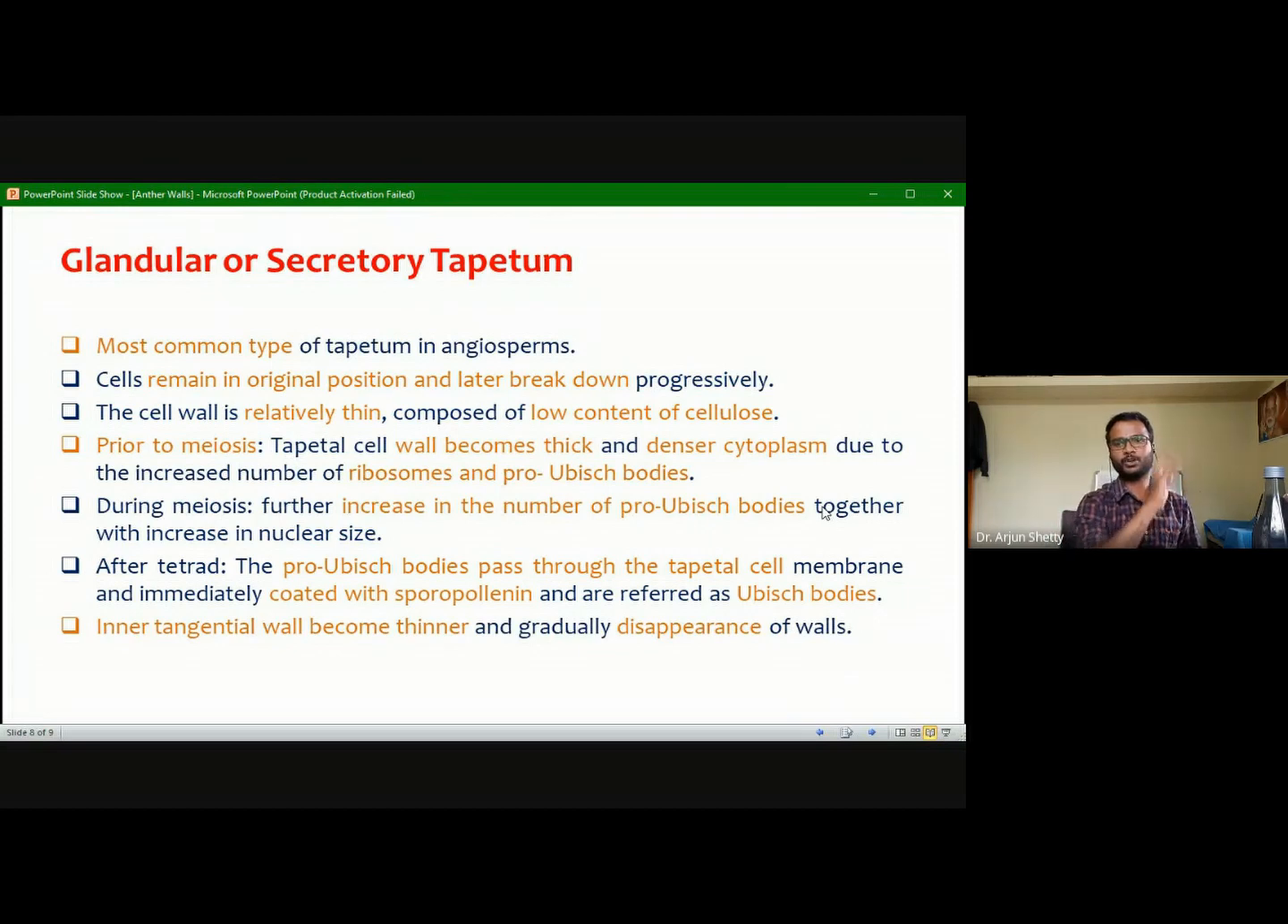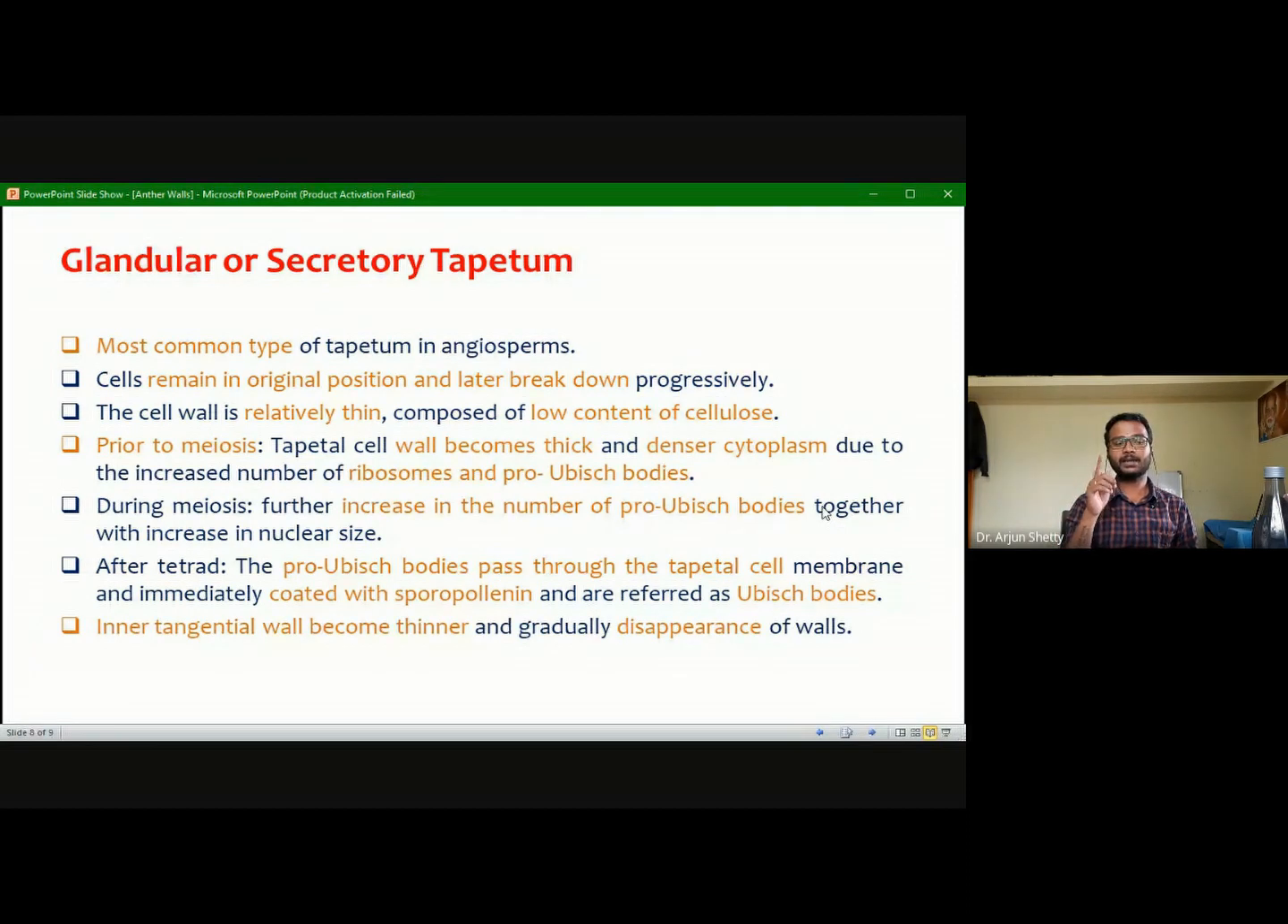This is what happens with regard to the plasmodial or periplasmodial, or the amoeboid type of tapetum. And now we are at the second one, the glandular or secretory tapetum. This is the most common type of tapetum in the angiosperms. Most of the angiosperms you study, if you go observing the tapetum, you are going to see the glandular or secretory type of tapetum.